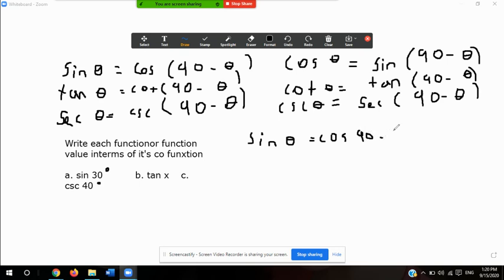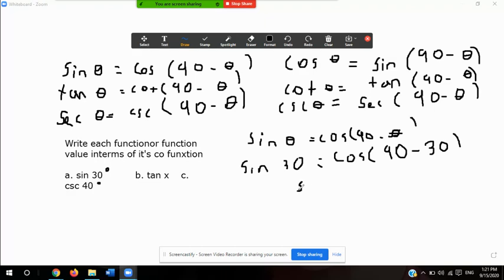So what we're going to do is just substitute. Instead of saying the sine of z, I'm going to say the sine of 30 degrees. And obviously cosine stays the same. And you're going to subtract, I forgot to write that in parentheses, 90 minus 30. And 90 minus 30 is going to be 60.